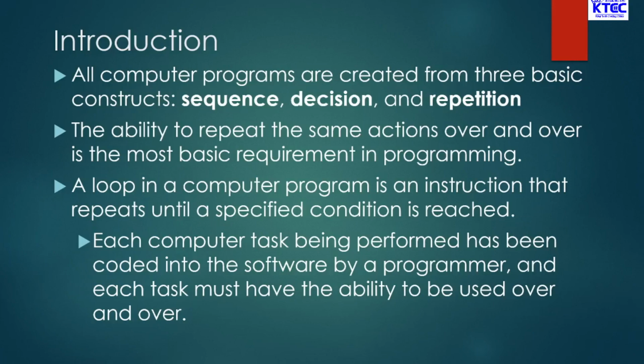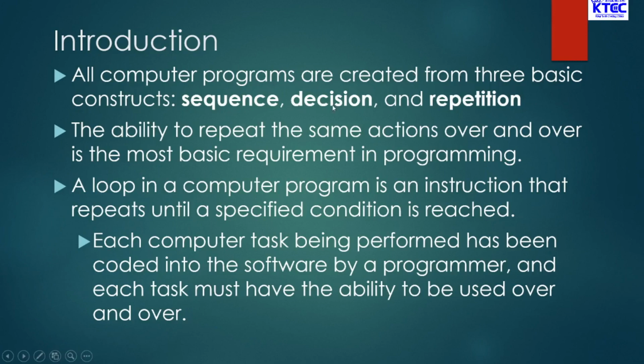Now let's talk about the introduction. As we've already done in our previous lesson, we've written a series of programs or algorithms, and we have understood the basic constructs that we've already written. All computer programs are created from three basic constructs: sequence, decision, and then repetition. We've already spoken about sequence and decision. In sequence, we said the programs are written sequentially, just straightforward, no curve, no bend anywhere. And I'm sure you've understood that.